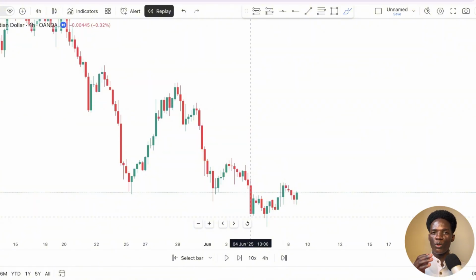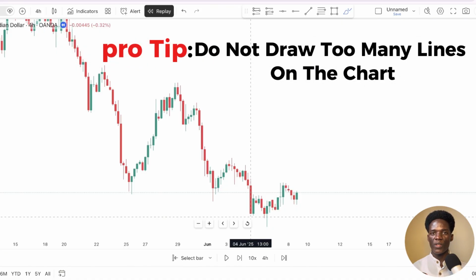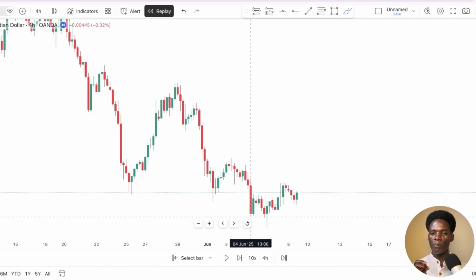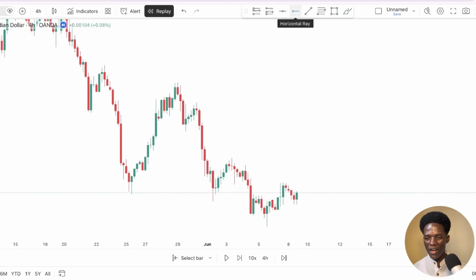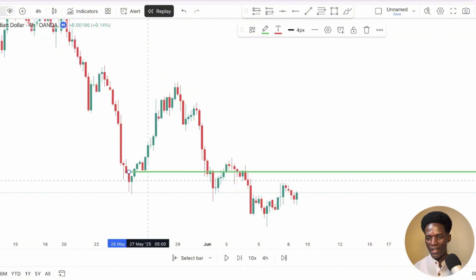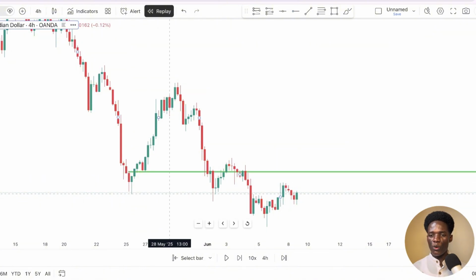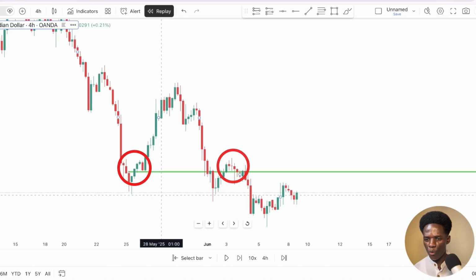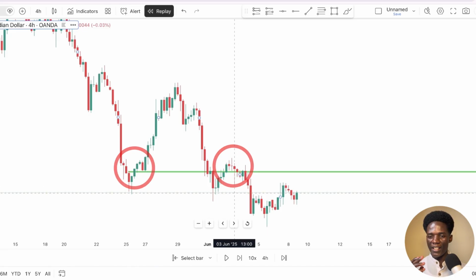So do not draw too many lines on your chart. It will only make you confused. Just draw only one line or two. That is enough. So here we have a key resistance level. Why do we draw our key resistance level here? It's because price reacted at this price point multiple times. 1, 2. So in this case, we want to go to the H1 time frame.